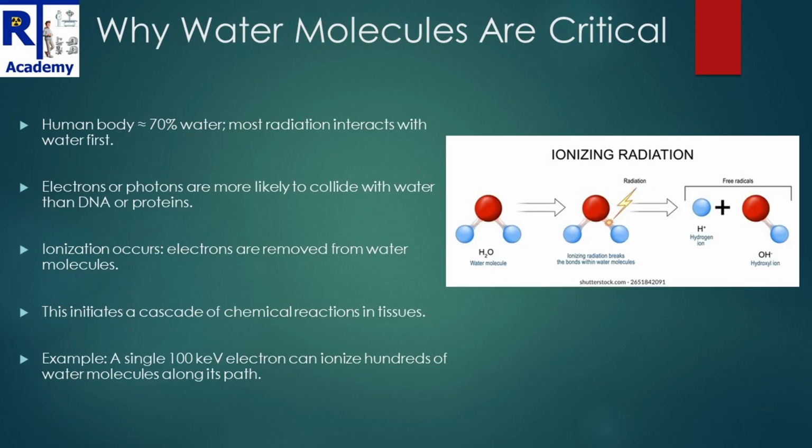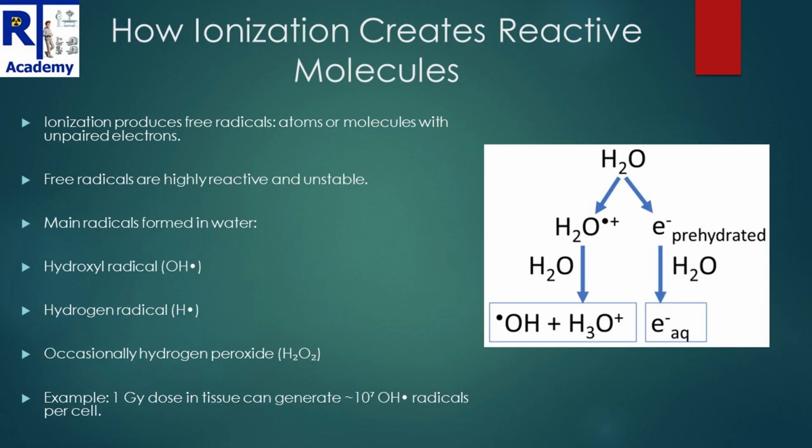Interaction with water molecules, the primary source. The human body is approximately 70% water. Therefore, when an electron or radiation enters the body, it's most likely to collide with water molecules rather than proteins or DNA. Here's something very important that happens. Water molecules become ionized, meaning electrons are removed and their structure changes. A series of unstable compounds are formed called free radicals.